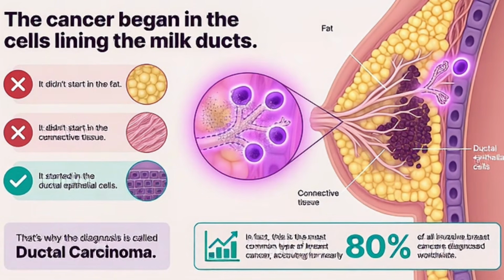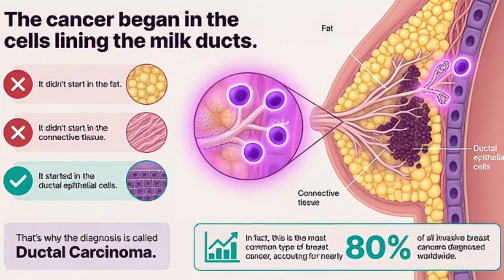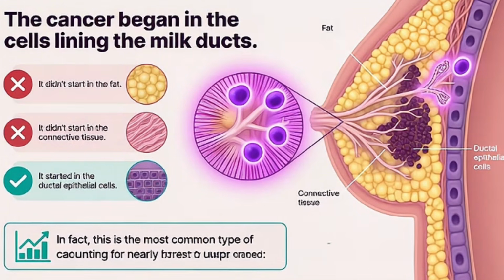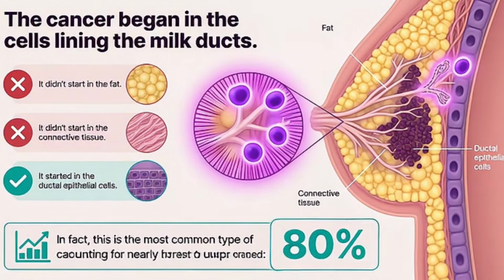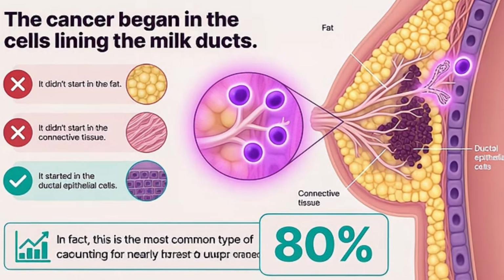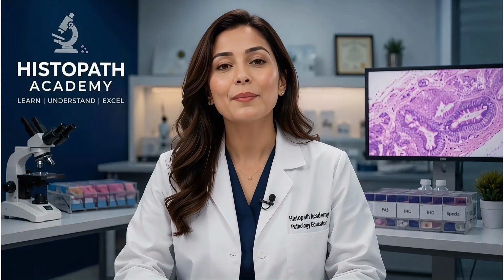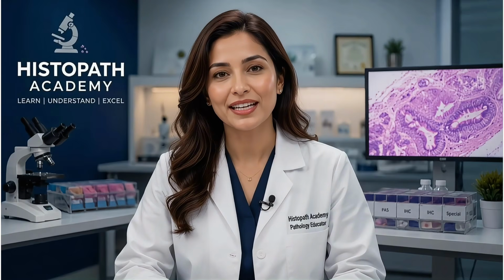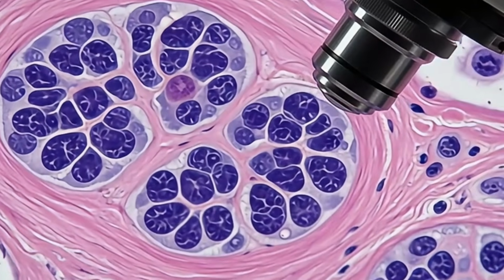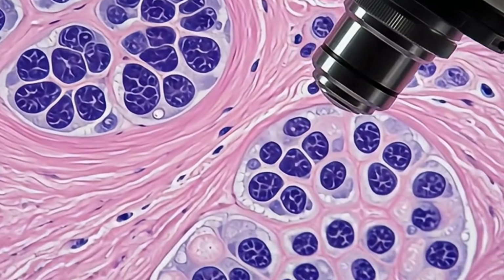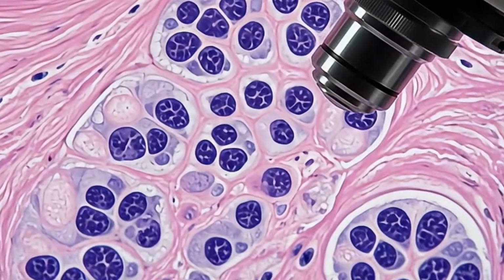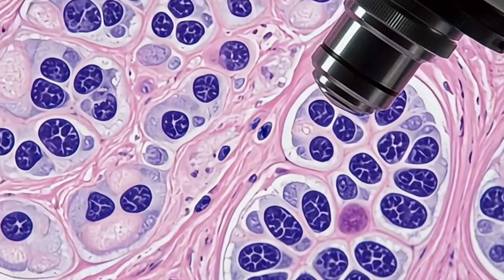In fact, this is the most common type of breast cancer, accounting for nearly 80% of all invasive breast cancers diagnosed worldwide. Every gland you see here is another piece of evidence supporting that diagnosis. But there's one final question we still haven't answered. How can a pathologist tell that these individual cells are actually cancer cells? For that, we need to zoom in one last time.